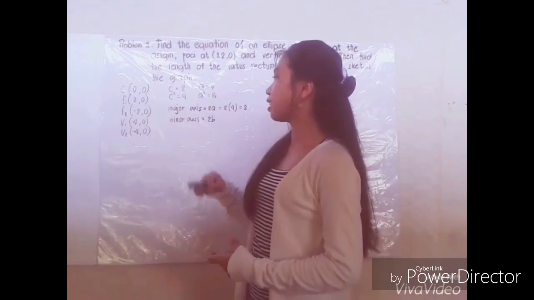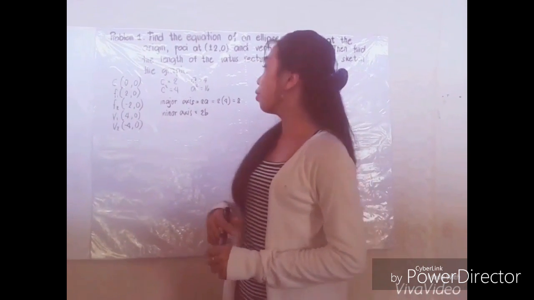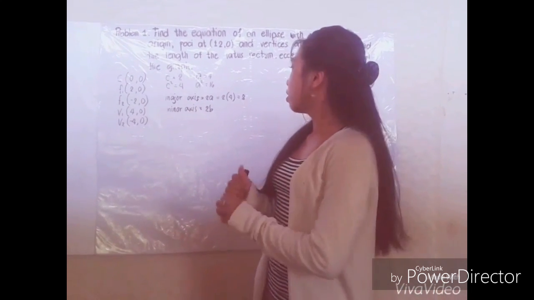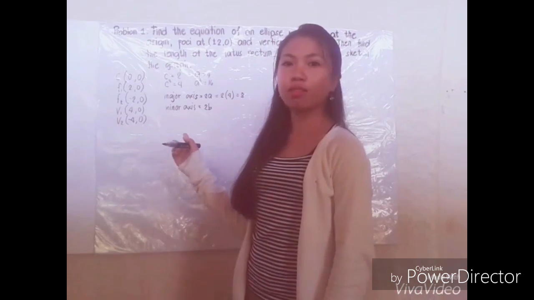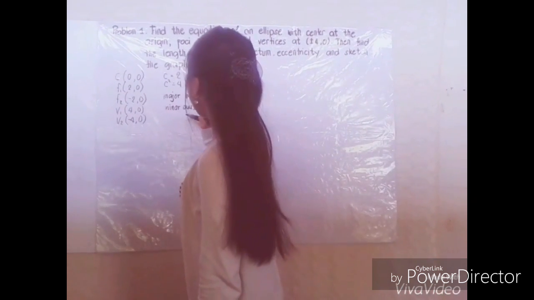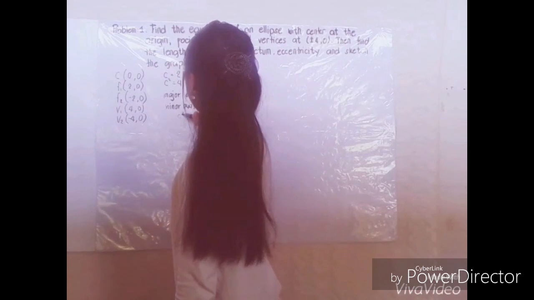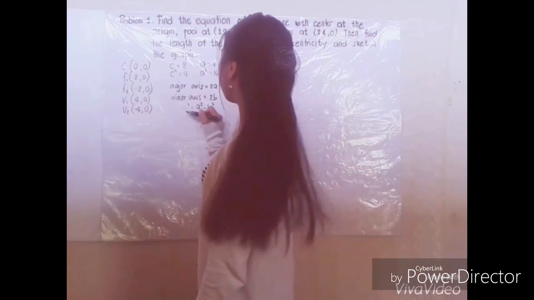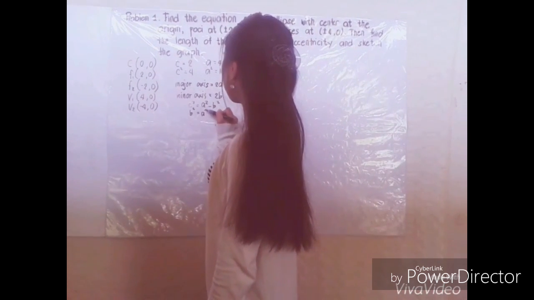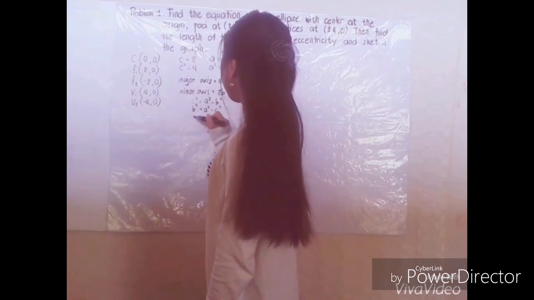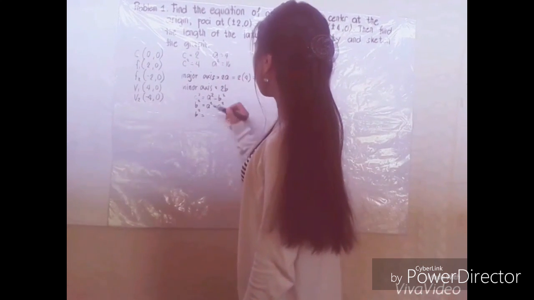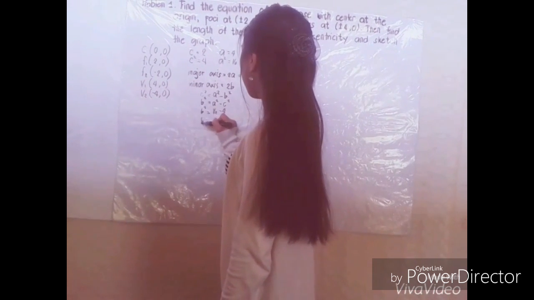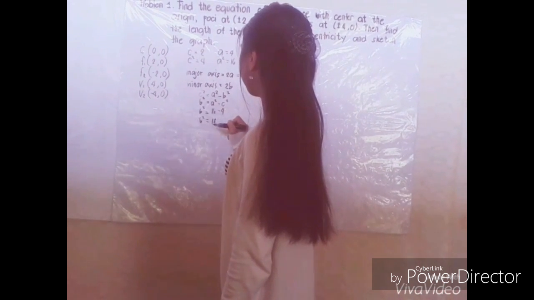If we have our major axis, we have also to find our minor axis, where minor axis is equal to 2b. 2b is the length of our minor axis. As you can see, we have no value of b, so we have to use the Pythagorean theorem, which is c squared is equal to a squared minus b squared. To find b, we have b squared is equal to a squared minus c squared. Substitute, we have the value of a squared, 16, minus the value of c squared, 4. So we have b squared is equal to 12.